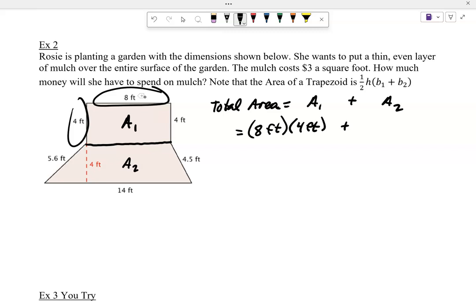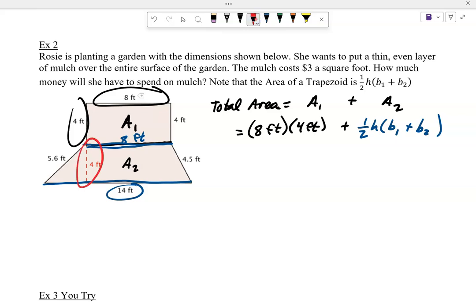But over here I've got this trapezoid. Let me do that in blue, this area 2. So 1/2 h times base 1 plus base 2. Base 1 and base 2 are the parallel sides of this. And I know base 1 on the top is 8 feet. Right, that's 8 feet. And then on the bottom, it looks like I got 14 feet. And then my height, they give to me is 4 feet. So let's punch those in.